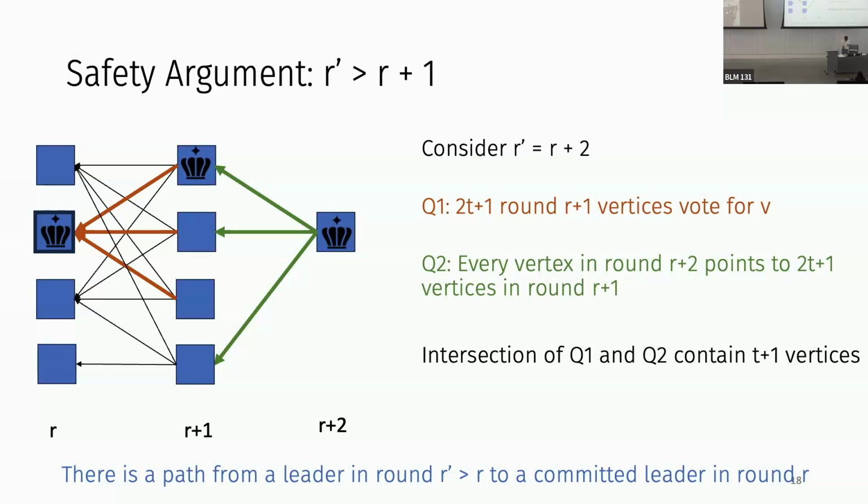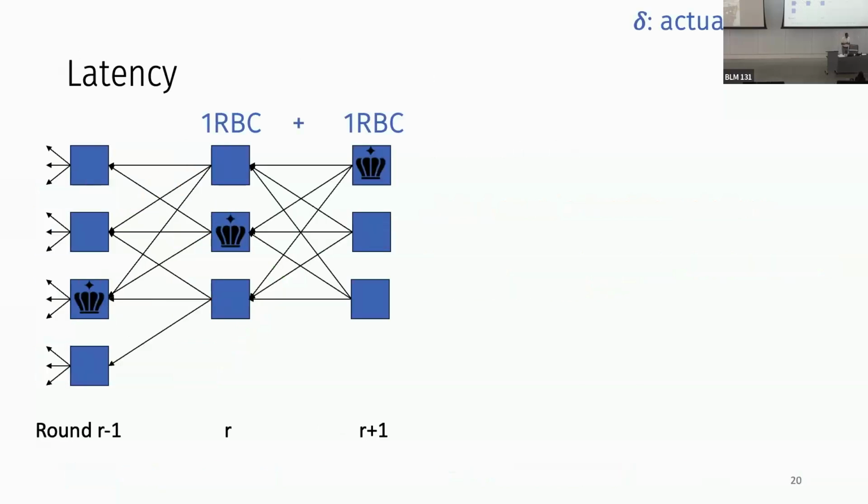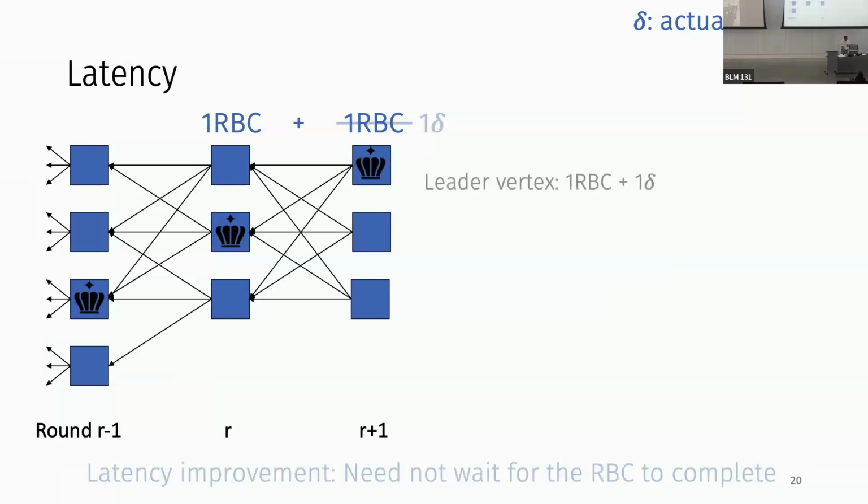So that's the core safety argument for the protocol. In terms of latency, a leader vertex of round R gets committed in round R plus 1. So essentially it's two RBCs, but it turns out that you don't need to wait until two RBCs are done to actually commit this leader vertex.